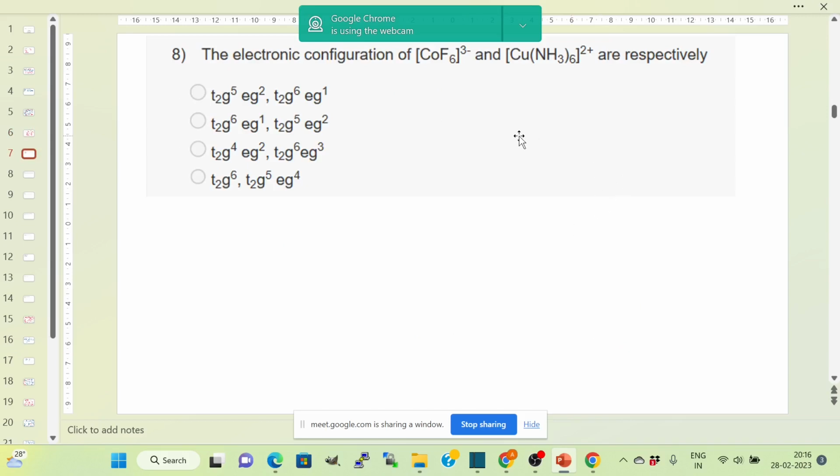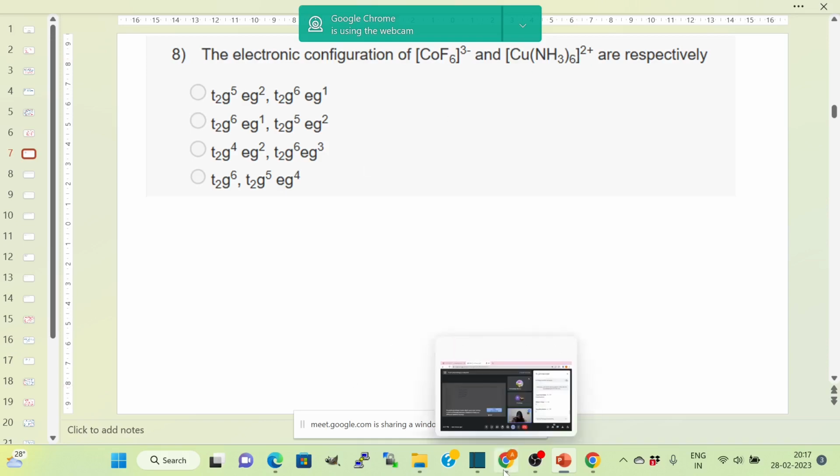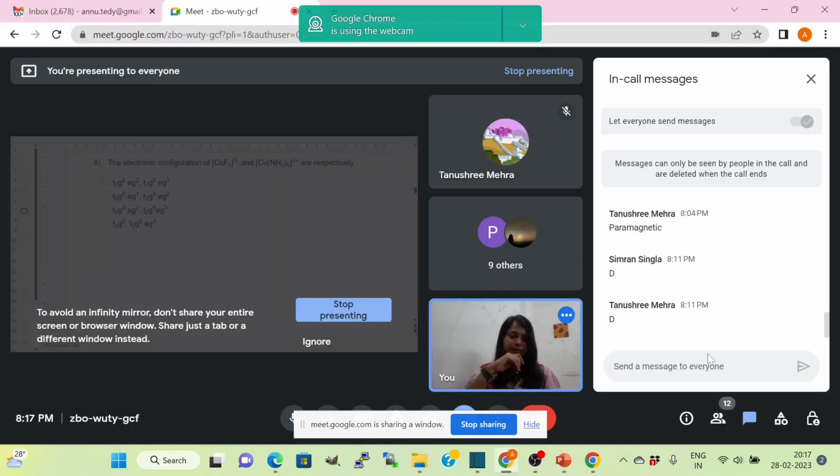So similar question only. What will be the right answer? The electronic configuration of [CoF6]3- and [Cu(NH3)6]2+. What will be the answer here? Please put it in the chat box. Then we will discuss.